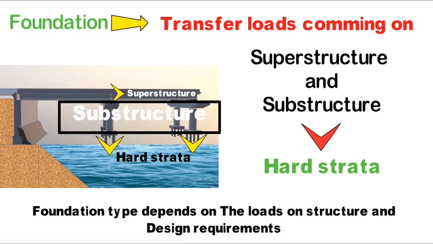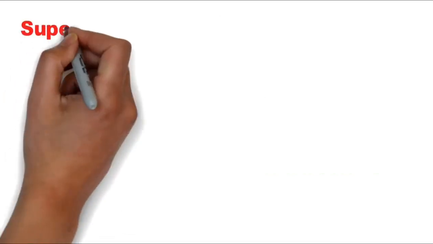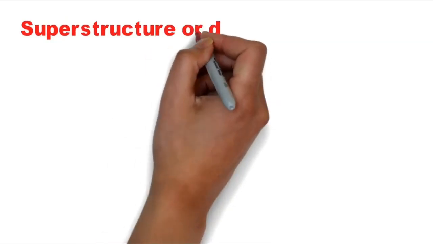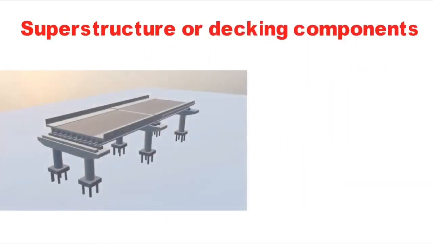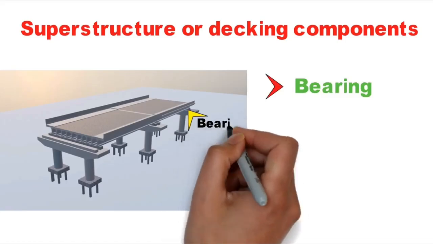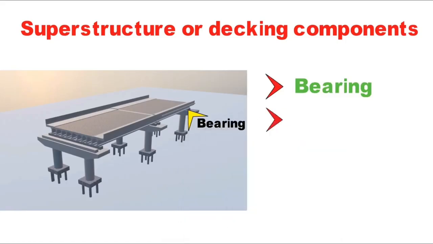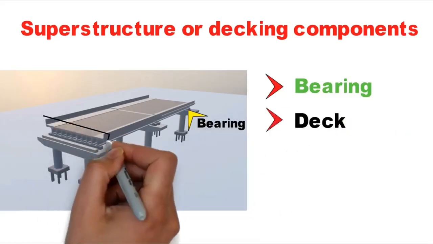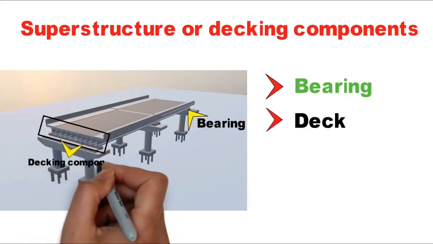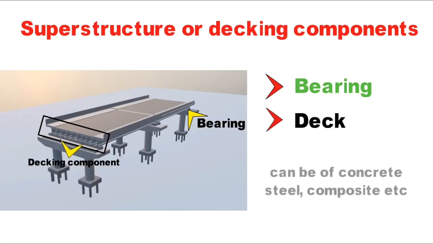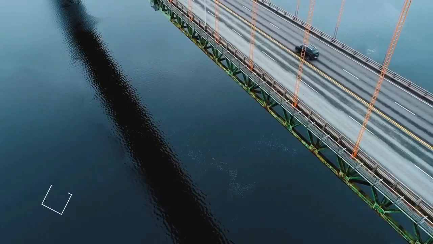Now coming to superstructure or decking components. This is a typical picture of a bridge, and superstructure components consist of the bearing and the deck components. This is the deck area and this is the bearing. This is the decking component. The decking components can be of concrete, steel, or sometimes a combination of concrete and steel. They are called composite members.